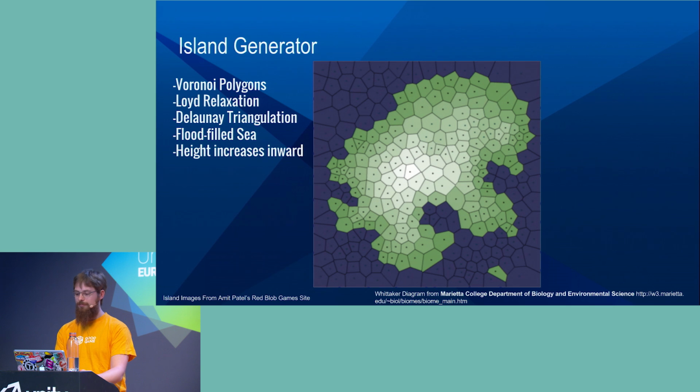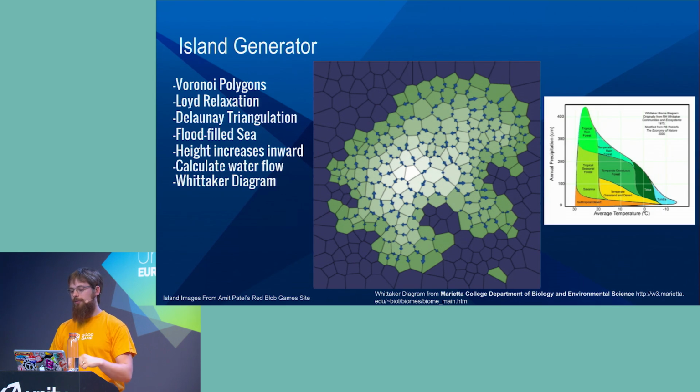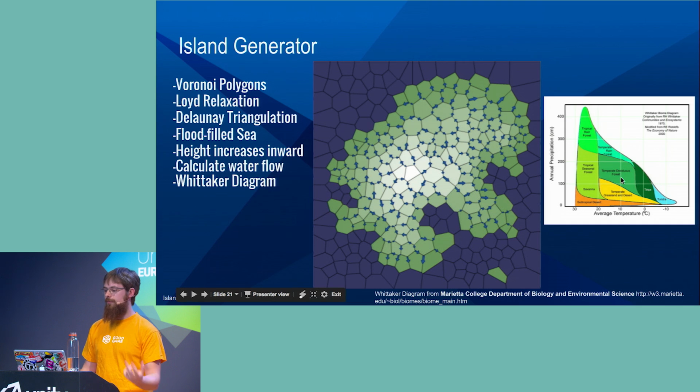So it looks pretty close to realism. The next thing he did was calculate water flow, and since everything was moving up as it went inward, it's really easy because water always flows down. But that was really important because the next thing he uses is something called a Whittaker diagram. And what that does is that shows you, with the average temperature of your area and the amount of precipitation, what sort of biome that you get, whether it's a beach or whether it's tundra or whether it's a forest.